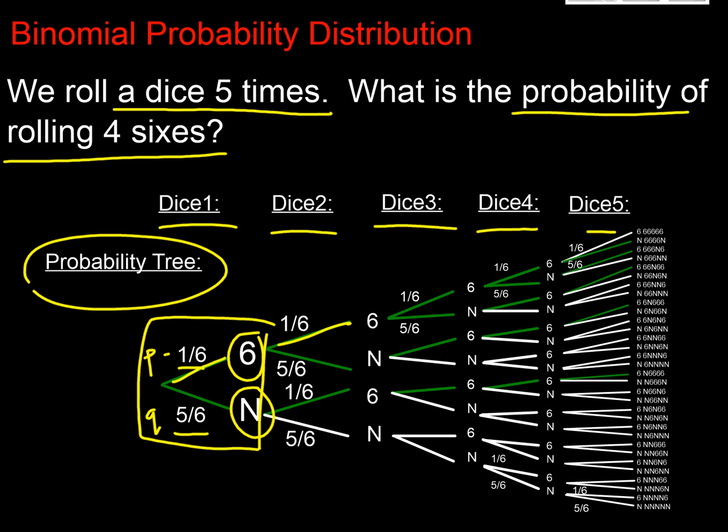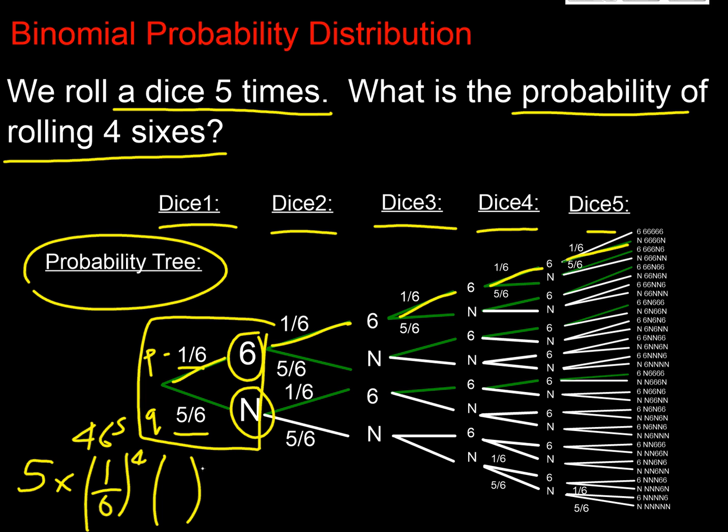So we would go down and find our route along our tree, and multiply our probabilities together. So the probability here will be, well, we can see that we've got 5 routes to what we're going for. We were going for 4 sixes. So we would take our probability of getting a 6 and multiply it together to the power 4. And we've got 1 non-6 here. So the probability of 5/6 of getting that, and that'd be to the power 1 because there's only one of them.